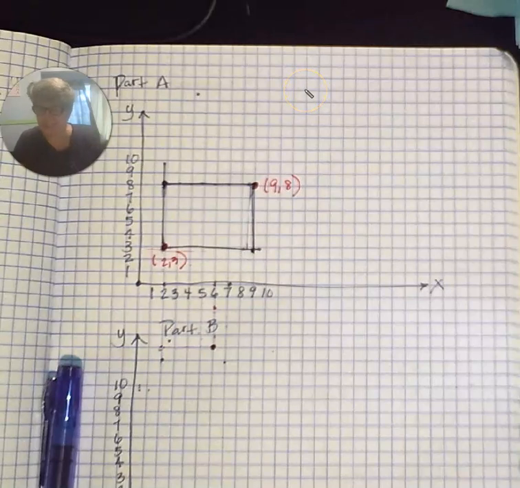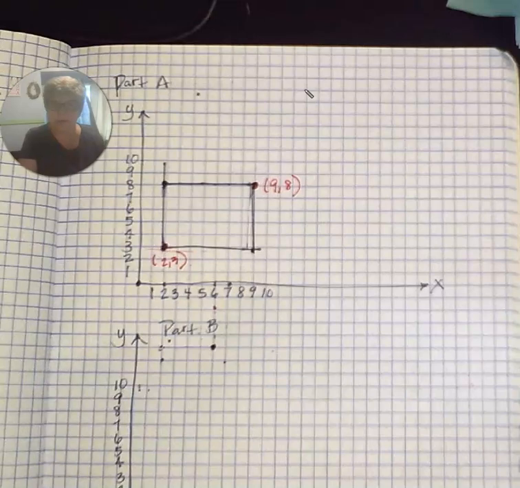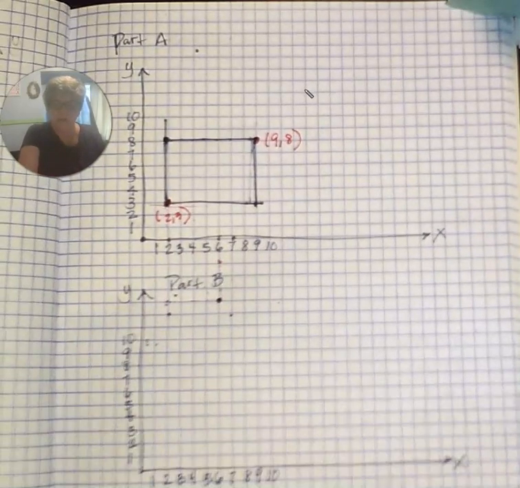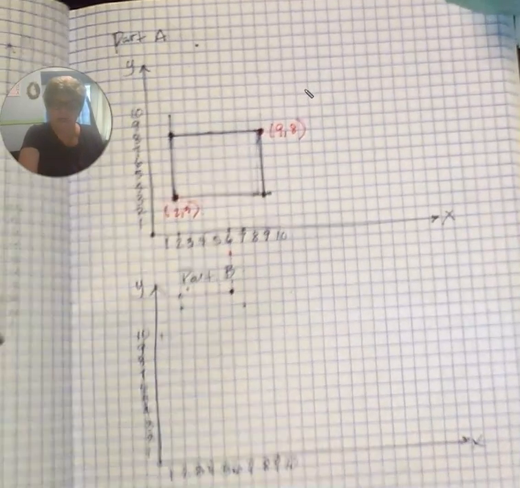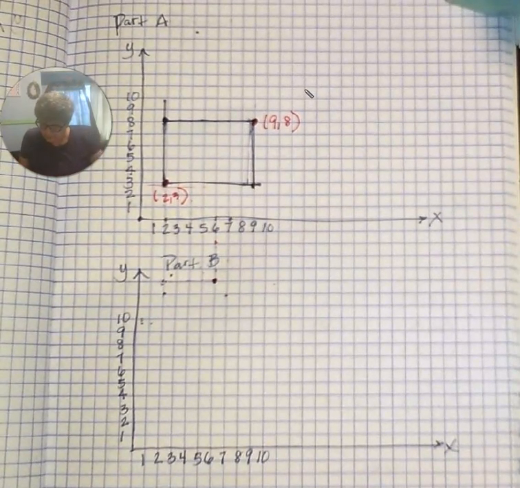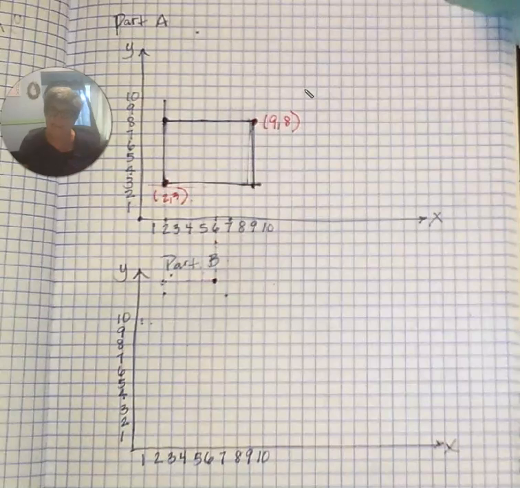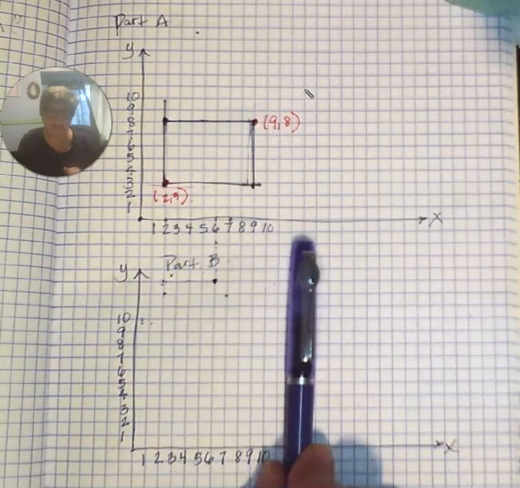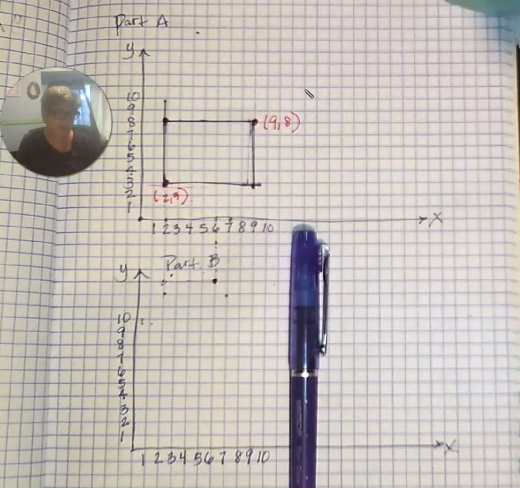All right, here we are in lesson 14, video 2, and we are ready for part B in your book, looking at rectangles, vertices, and all of those things. In the coordinate plane for part B, plot any 2 points that lie on the same vertical line. Remember, vertical is up and down.